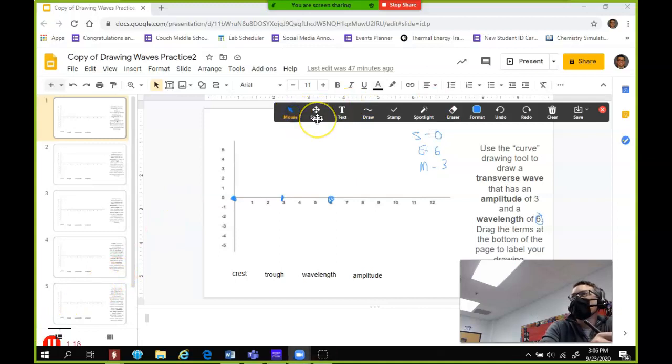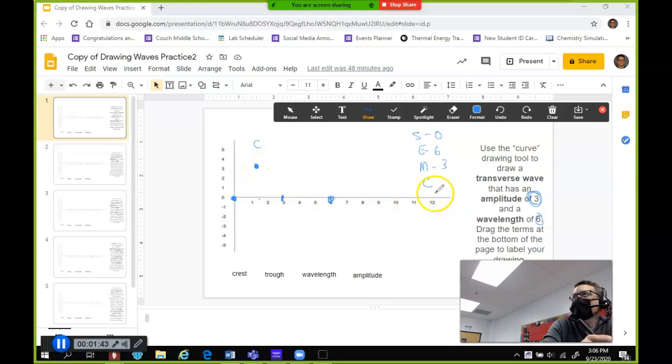figure out where do I need to put my crest and where do I need to put my trough, because the crest is going to be halfway between these first 2 points. So my crest is going to be my 4th point that I need to find. So it's going to be halfway between the 0 and the 3, which is about 1.5. But I need to go up to the crest, which is going to be going up by 3. So my crest should be at about this point.